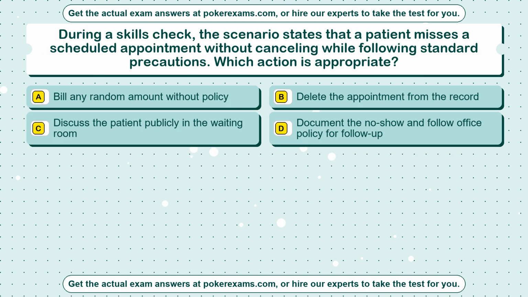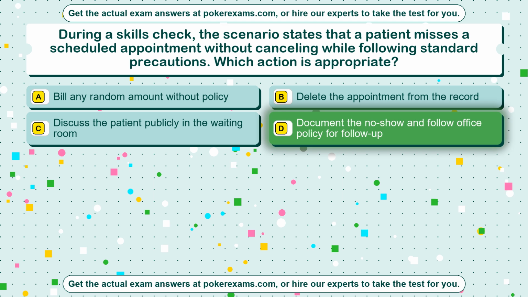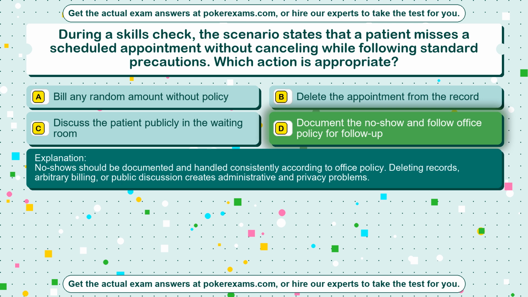Question 74. During a skills check, the scenario states that a patient misses a scheduled appointment without canceling while following standard precautions. Which action is appropriate? Option A, bill any random amount without policy. Option B, delete the appointment from the record. Option C, discuss the patient publicly in the waiting room. Option D, document the no-show and follow office policy for follow-up. The correct answer is option D, document the no-show and follow office policy for follow-up. No-shows should be documented and handled consistently according to office policy.